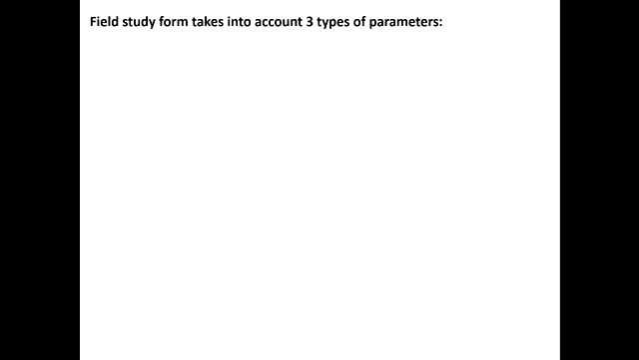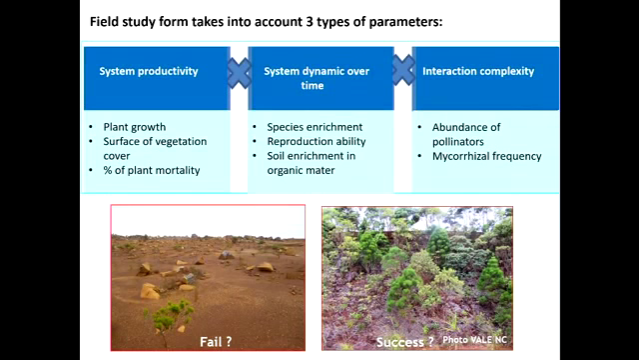The field study form takes into account 3 types of parameters: system productivity with different parameters, system dynamic over time with other parameters, and integrated complexity, interaction complexity.